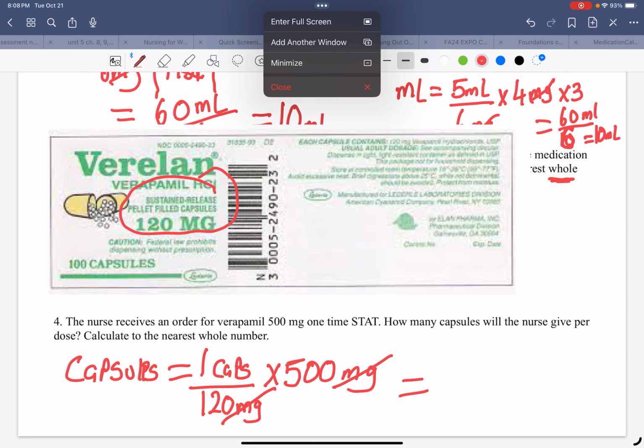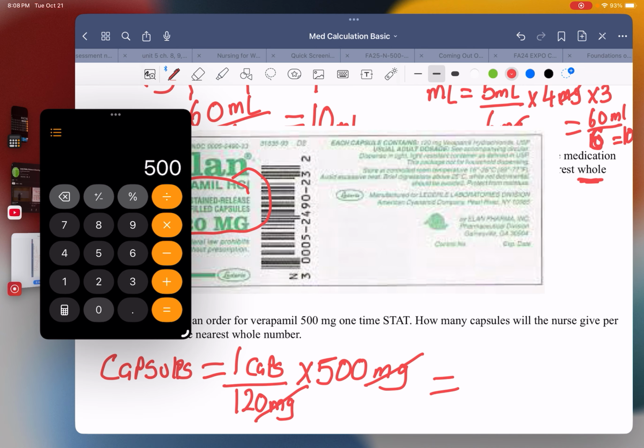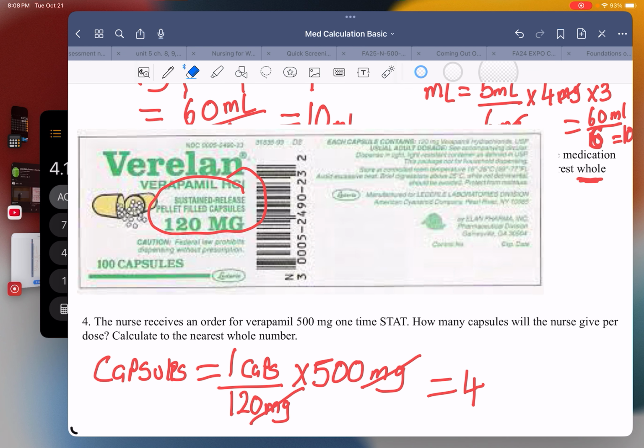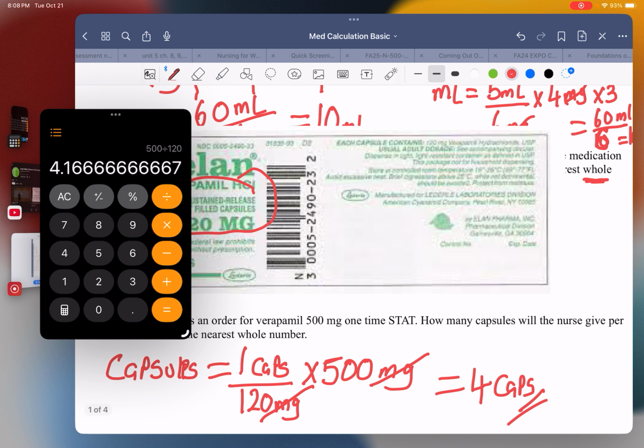What would that give you? Let's go to our calculator. 500 divided by 120. So then that would be 4 capsule. All right. So the reason why we put 4, even though it's 4.166, is because they want us to round to the whole number.